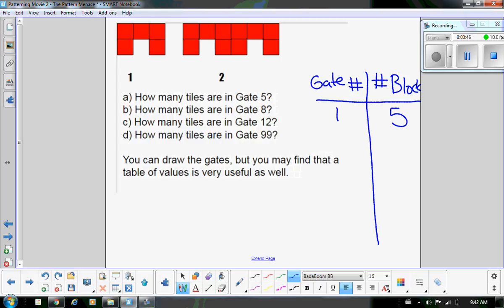Liam. You know that gate number 1 has 5. If we multiply it by 2, we'll get the answer to gate 2. I see Liam. His midi-chlorian count is high because he's forecasting the future like a young Yoda. He's seeing something beyond what is plainly obvious. Now, the question is, how many tiles are in gate 5? You could draw the next gate.